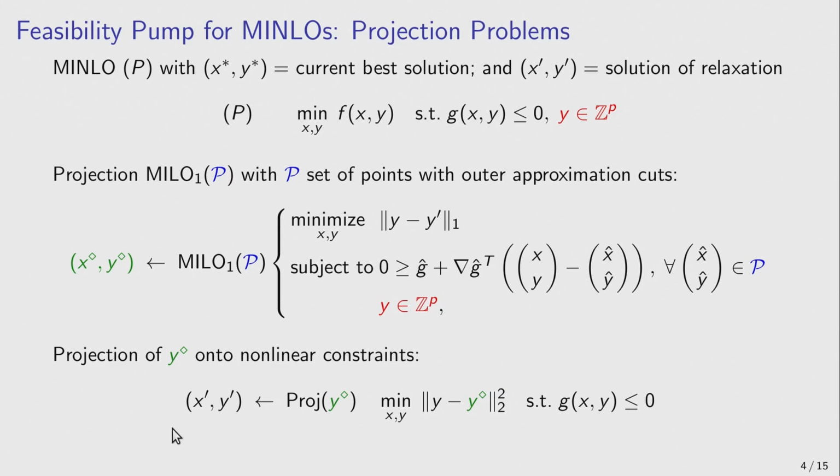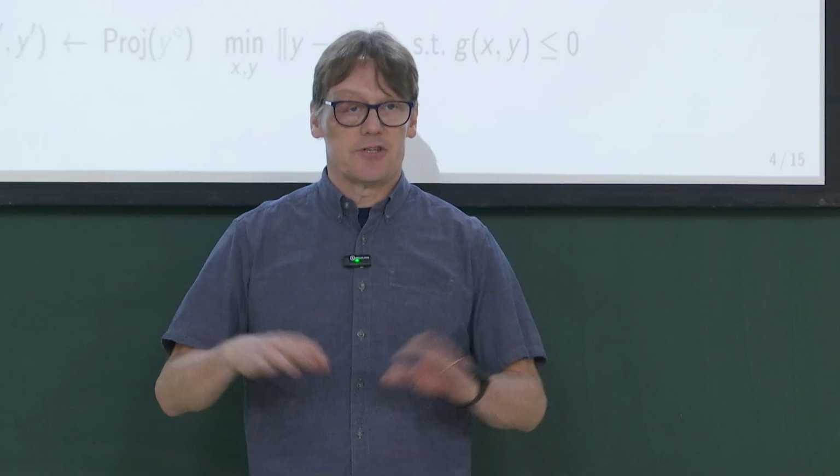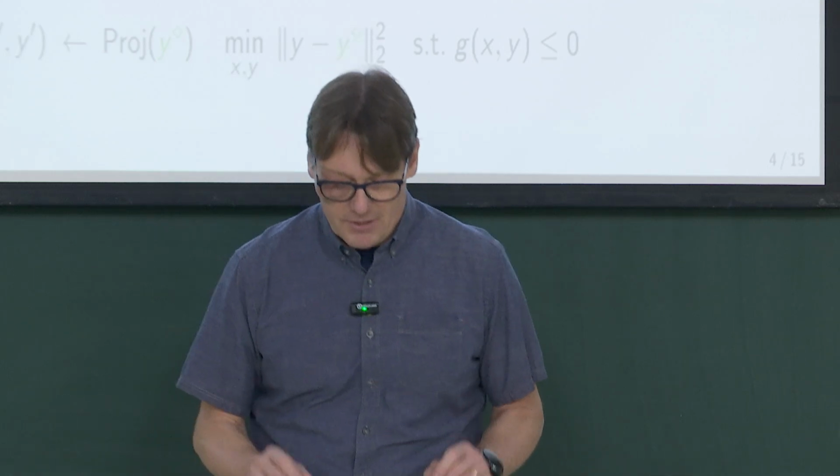And then I also construct a continuous set of iterates, which are the projection of this integer feasible point. So I find an integer feasible point here onto my nonlinear feasible set. So this is the standard 2 norm projection. There shouldn't be a square there. That's actually a mistake. So I have these 2 alternating projections using 2 separate norms.